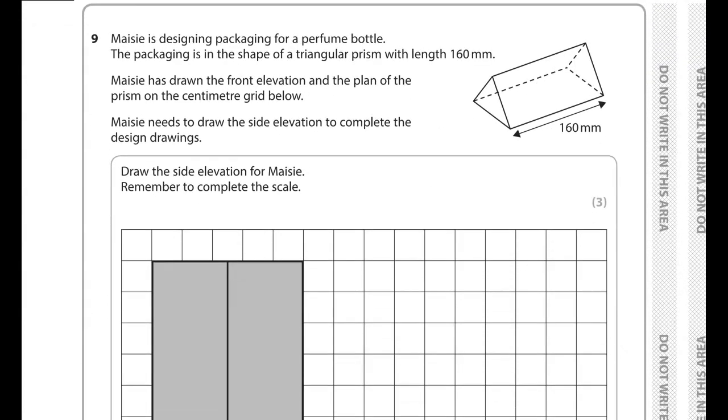Maisie is designing packaging for a perfume bottle. The packaging is in the shape of a triangular prism with length 160 millimeters. Maisie has drawn the front elevation and the plan of the prism on the centimeter grid below. Maisie needs to draw the side elevation to complete the design drawings. Draw the side elevation for Maisie. Remember to complete the scale.